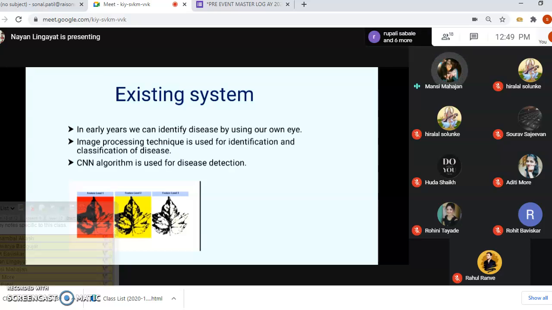Next, the CNN algorithm is used for disease detection. CNN is a convolutional neural network. CNN is a deep learning algorithm which can take images as an input, and it can scan those images in the form of pixels. But this technology is also expensive and hard to implement, and the farmer can't afford it. The next slide is explained by Nayan.